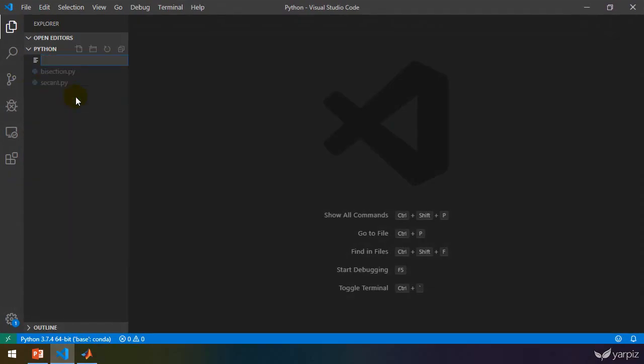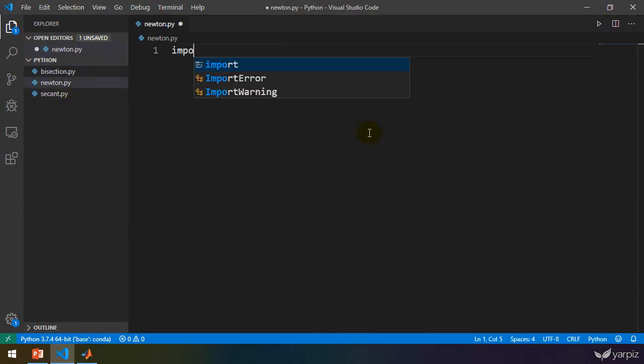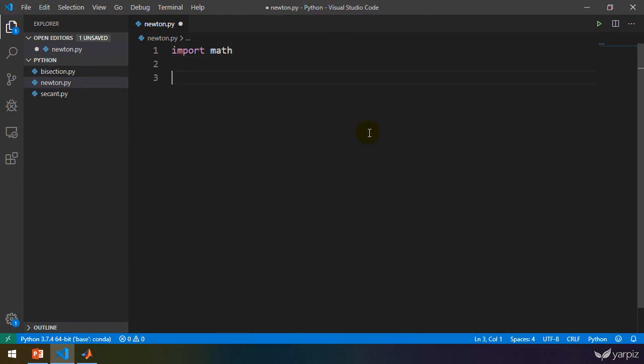I'm going to create a file named newton.py here, and let's import the math module. I'm going to define the function newton, which accepts a function, a starting point x0, a level of tolerance, which has this default value, and we have the maximum number of iterations here. 100 will be enough as the default, I think.